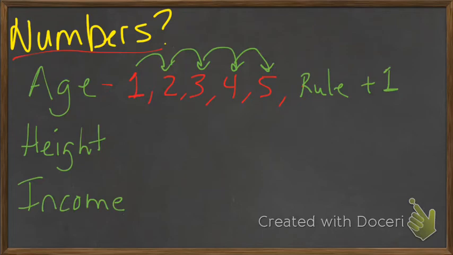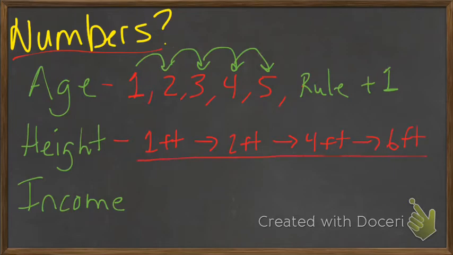Your height. So when you're born, you're very small. You're usually, I don't know, maybe a foot tall, maybe 1.5 feet. And as you age, you become taller. You could be 2 feet. You could jump up to 4 feet. Some people jump up to 6 or even 7 feet. Now for this one, there's no specific rule or pattern.